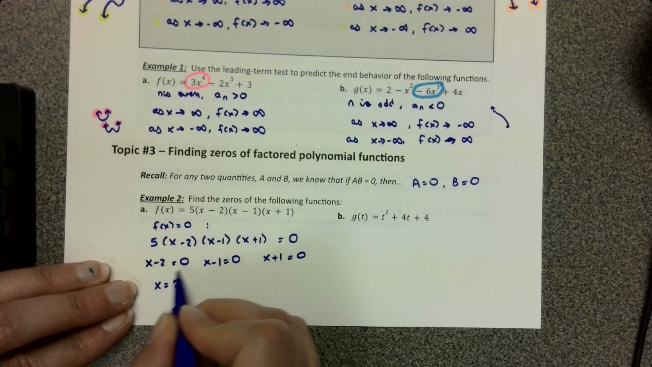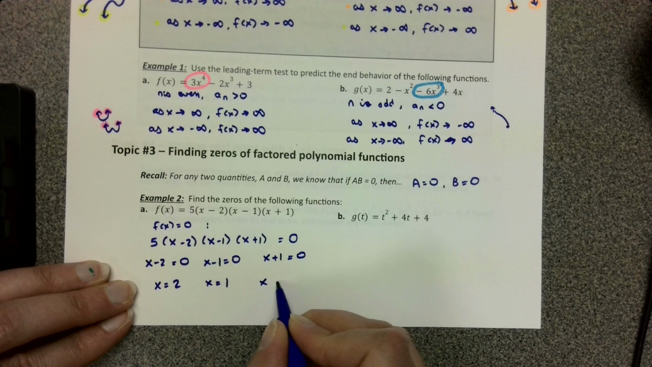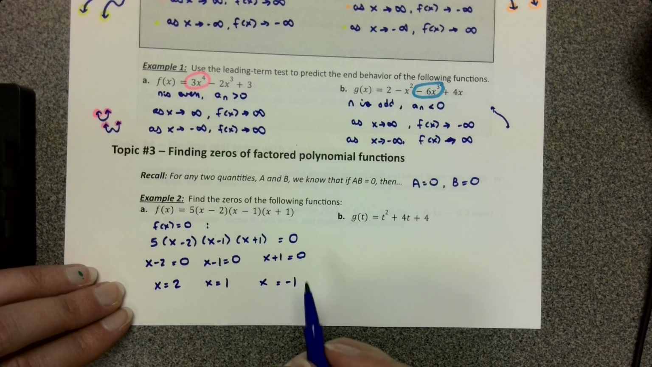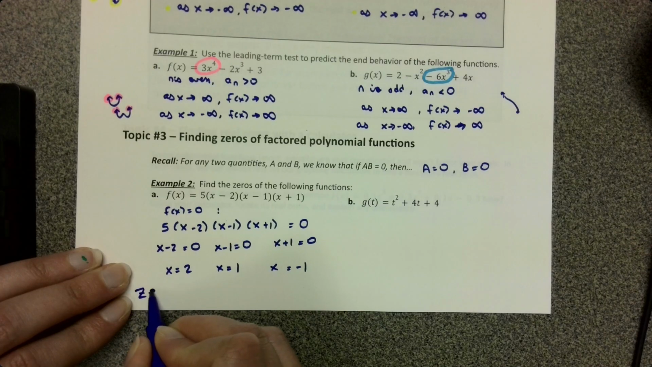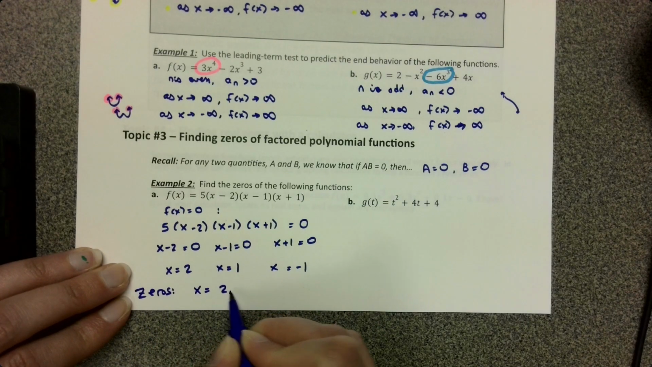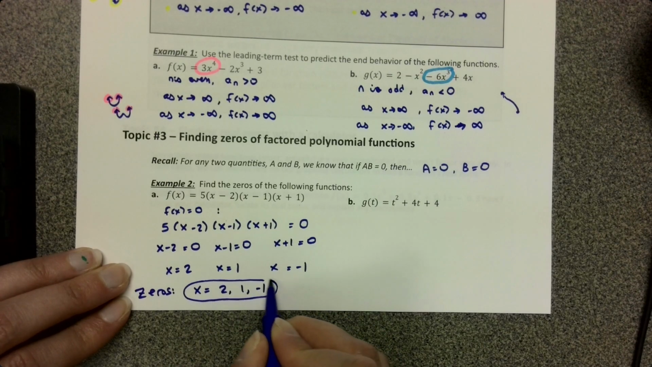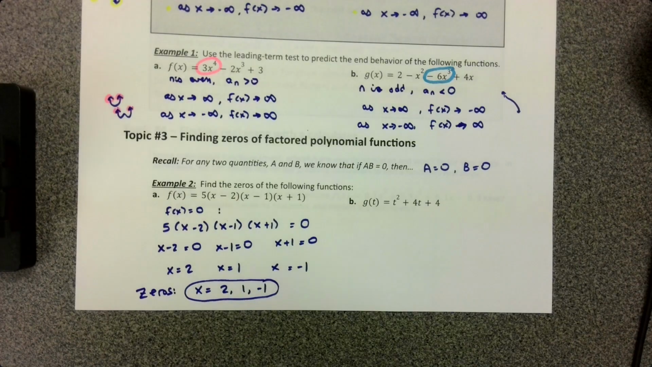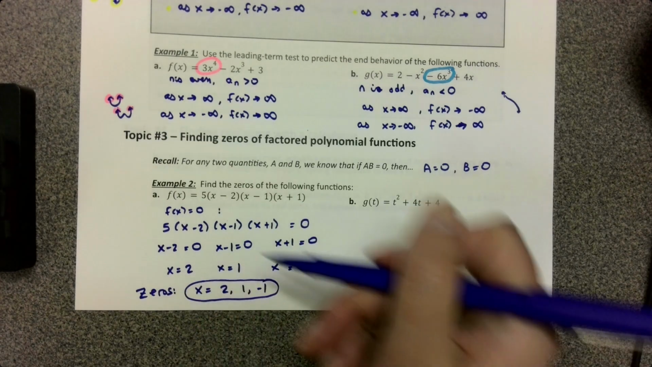Add the 2 over, x equals 2. Add 1, x equals 1. Subtract 1, x equals negative 1. So there are 3 zeros: x equals 2, 1, and negative 1. And the order on these does not matter. You could have written them as negative 1, 2, 1. I just wrote them in the order I found them.